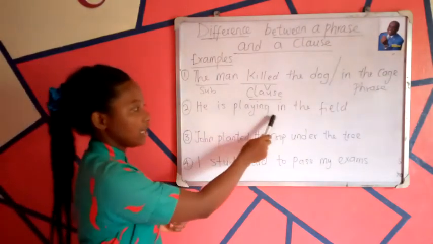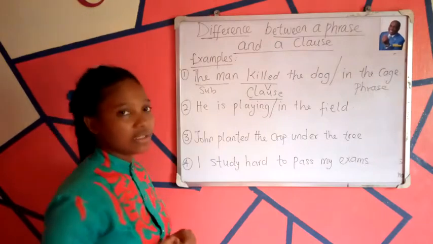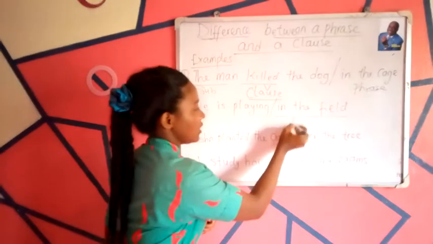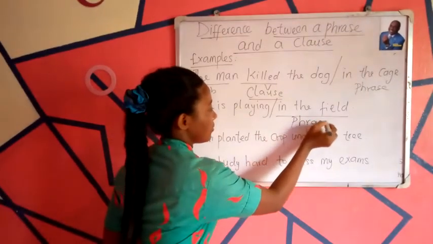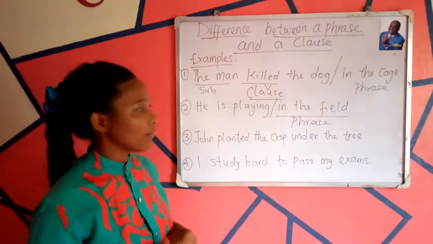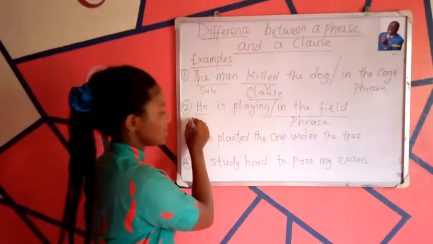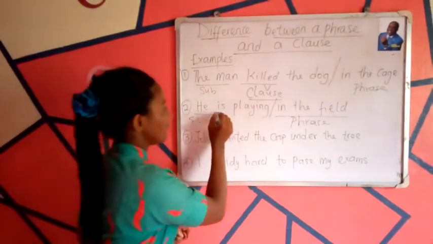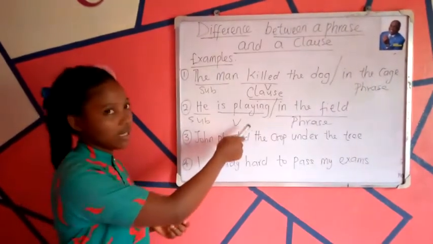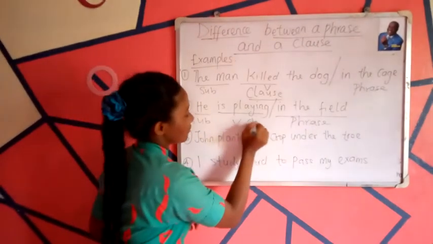He is playing in the field. So in the field here becomes the phrase, because it does not contain any grammatical item. And he is playing: this is a subject, and here is a verb. Of course, you know that this is the auxiliary verb and this is the main verb. That makes it the clause.